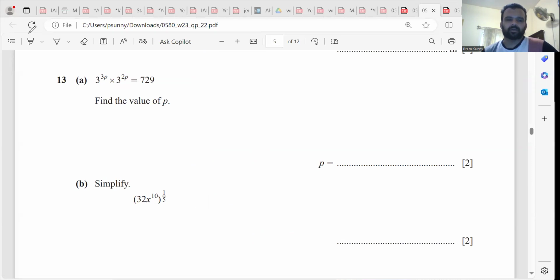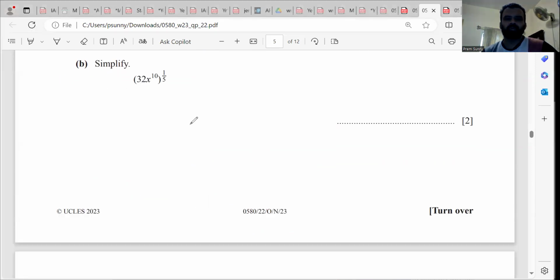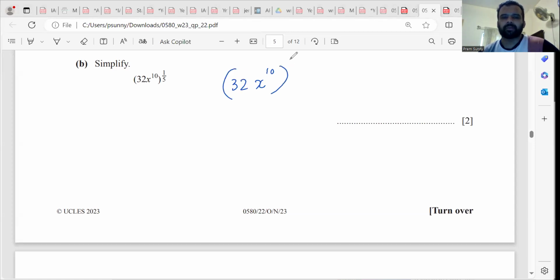Now to find the B part, 32 times x to the power of 10 to the power of 1 by 5. 32, we know, I can write as 2 to the power of 5, times x to the power of 10 to the power of 1 by 5.